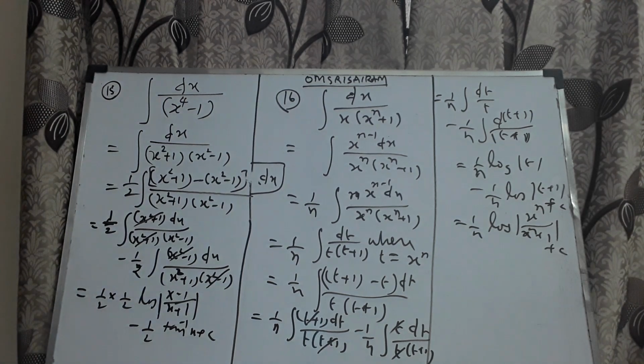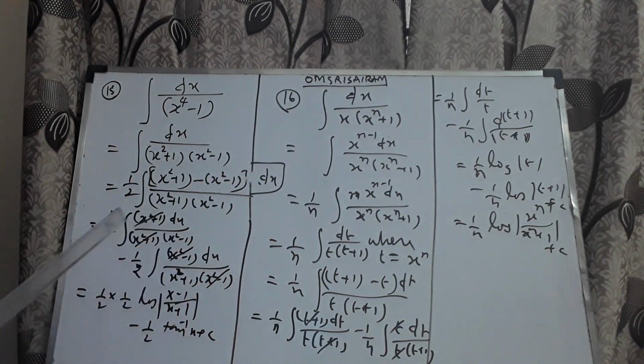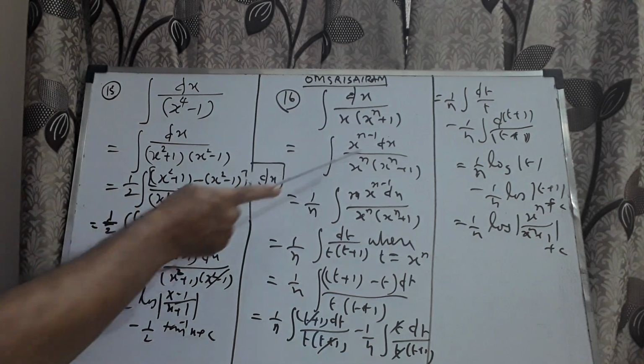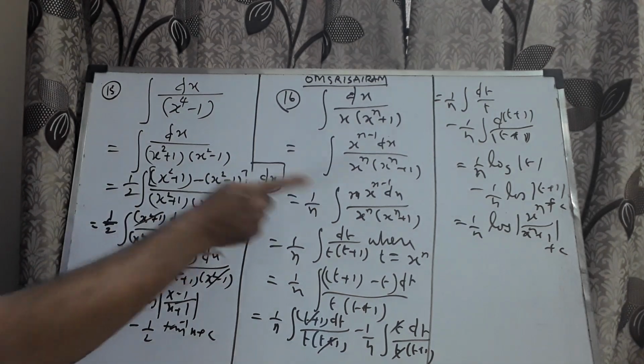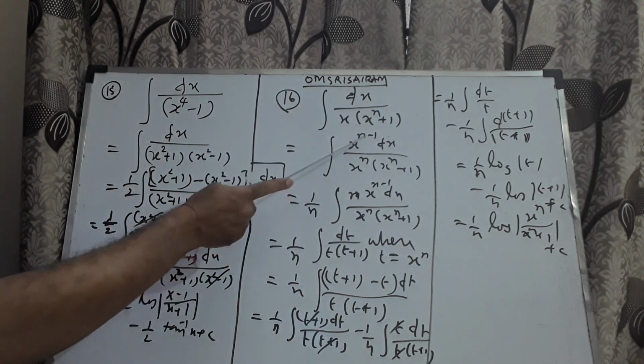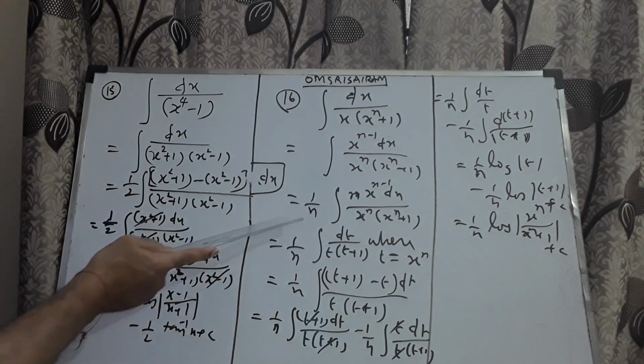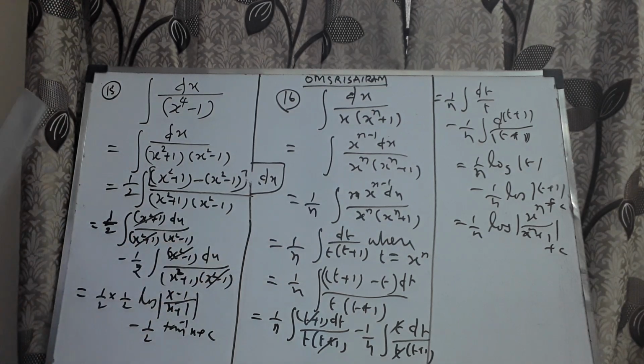Integral dx by x into x power n plus 1. Multiply and divide by x power n minus 1 within the integral. I can't take a variable outside the integral, so the denominator becomes x power n plus 1. But I should have a clear observation: the derivative of x power n is n x power n minus 1. Multiply and divide by n. N being a constant, 1 by n can be taken out of the integral.